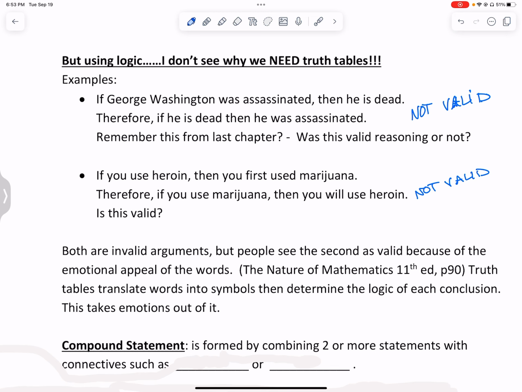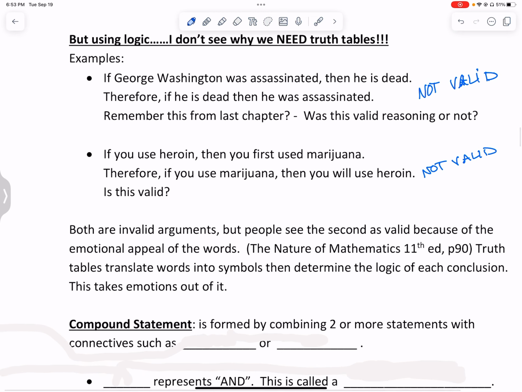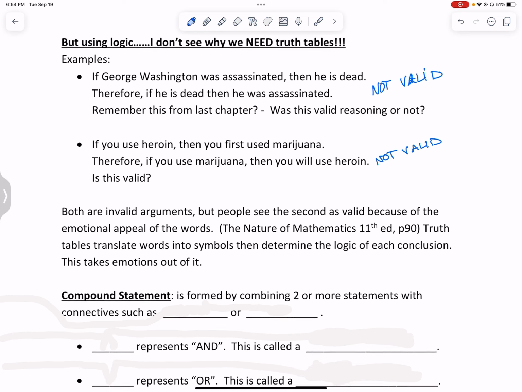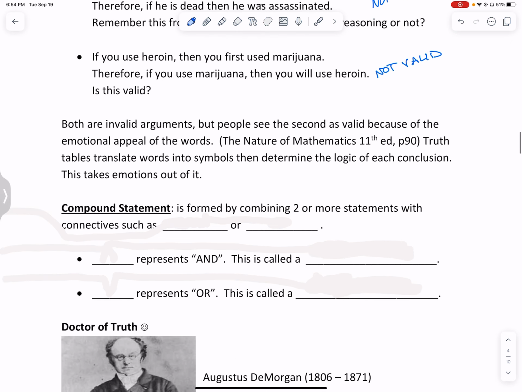Okay. So both people see the second as valid because of the emotional appeal of the words. Truth tables translate these words into symbols so you can determine the logic of it, and that takes the emotions out of it.